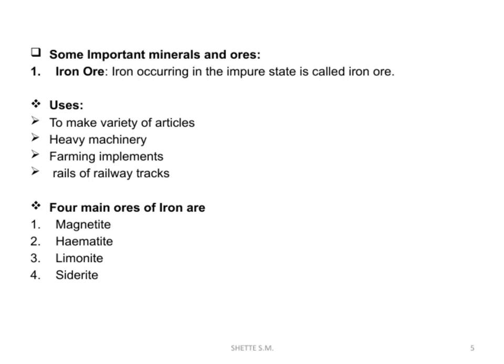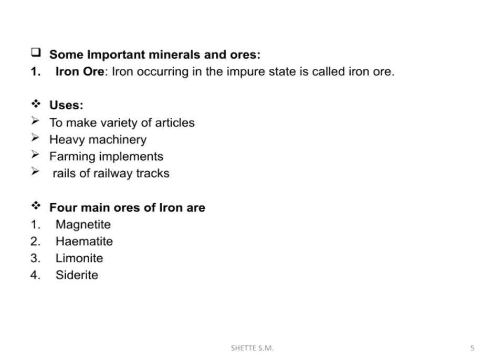Let's talk about some important minerals and ores, starting with iron ore. Iron ore is essentially iron that occurs in an impure form, and it's the primary source from which we extract iron. Now, iron is incredibly versatile and is used to make a wide variety of articles, from everyday household items to heavy machinery. It's also essential in farming implements, helping farmers work their land, and of course, it's vital for building the rails of railway tracks, which connect cities and facilitate transportation.